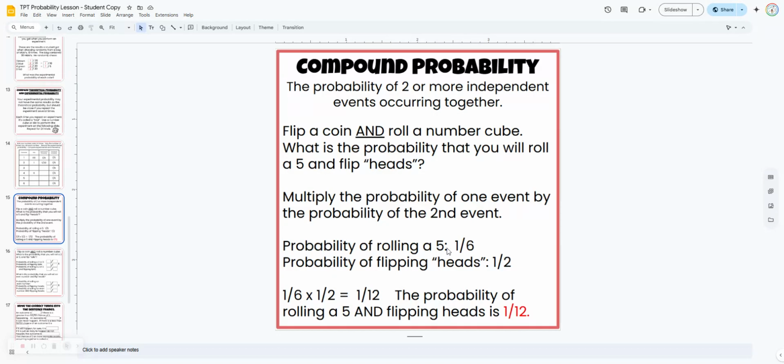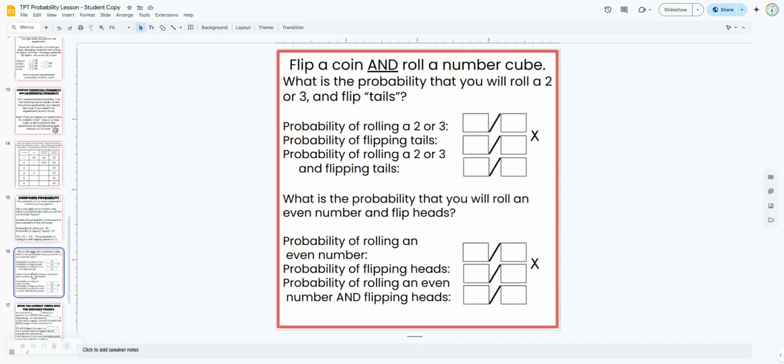So the chances of rolling a 6 would be 1 out of 6. The chances of flipping heads would be 1 out of 2. And if we multiply those together, we get the compound probability of 1 out of 12. Students are going to do this on the next slide. So let's say they're flipping a coin and rolling a number cube. What are the chances of rolling a 2 or a 3 and flipping tails?